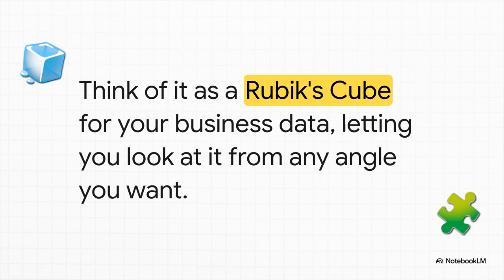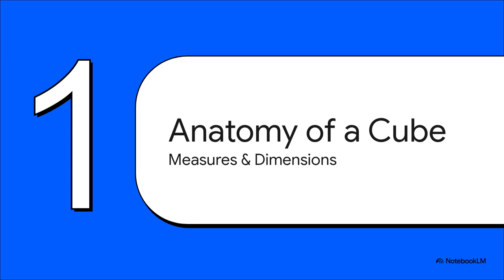The absolute best way to think about this is like a Rubik's Cube, but for your company's data. Seriously, just picture it. One face is your sales numbers, another face is all your different products, and another is, say, all the regions you sell in. You can just twist and turn this data cube any way you want and instantly see how everything connects from any possible angle.